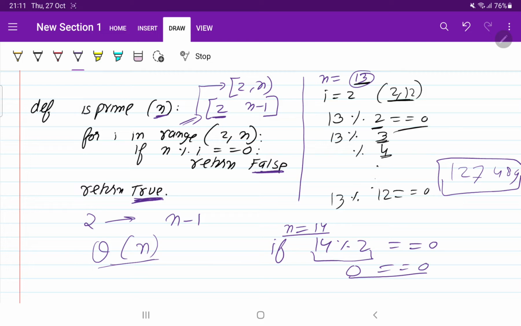Now what you will do, in this approach you will start from 2, then 3, then 4, and you have to check till 1 2 7 4 8 8, till this number you will divide and check. So it will take a lot of time.